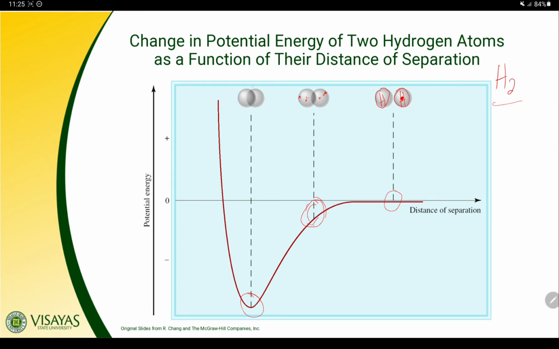Now, if the two atoms move closer again, the repulsion will prevail, because the distance is too close, so electrons will repel each other as well as the protons in the nucleus. So now there is an increase in energy because of the repulsion. So here is where our minimum energy is and where our stable hydrogen molecule is formed.